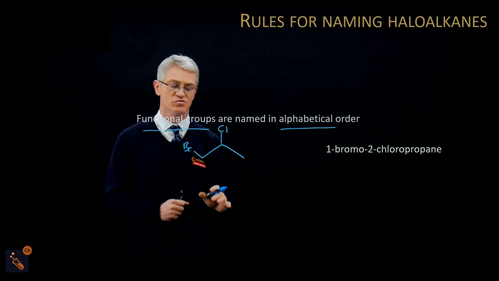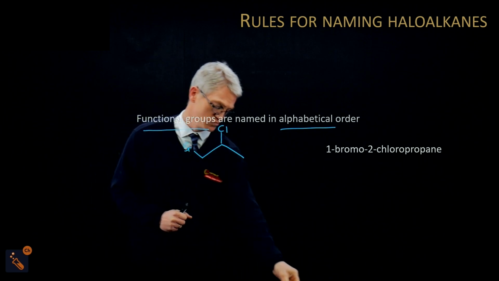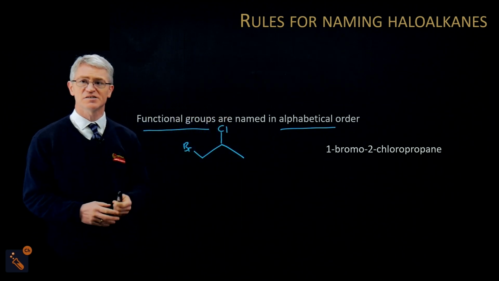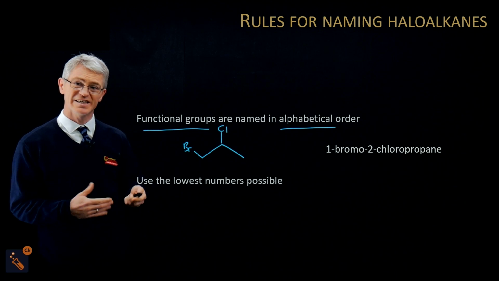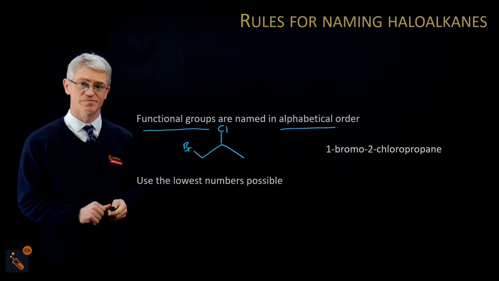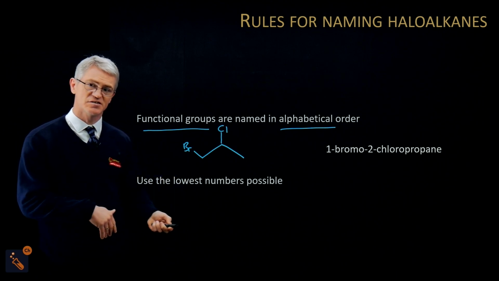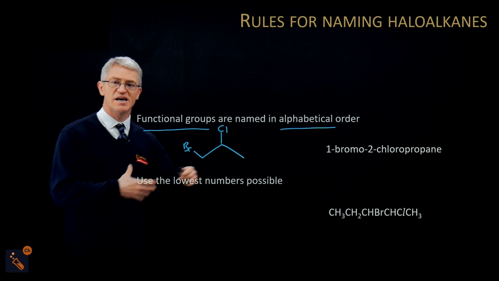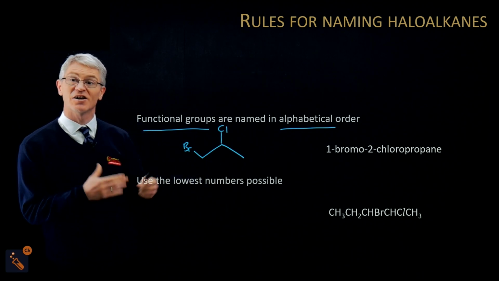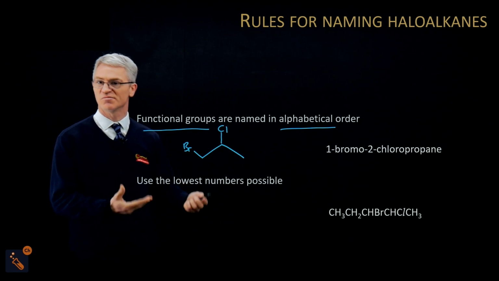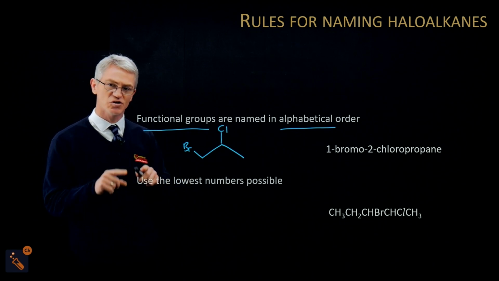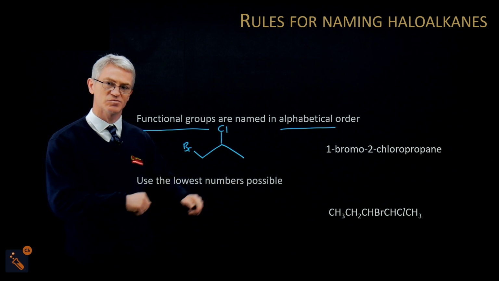Okay, so you've got your nice drawing there and you're following your rules. Now our next rule is to use the lowest numbers possible. So if we reverse it this time, and we're going to give you a structural formula this time, I'd like you to try and name it. So stop the video and try and name it. And you've got to use the lowest numbers possible.